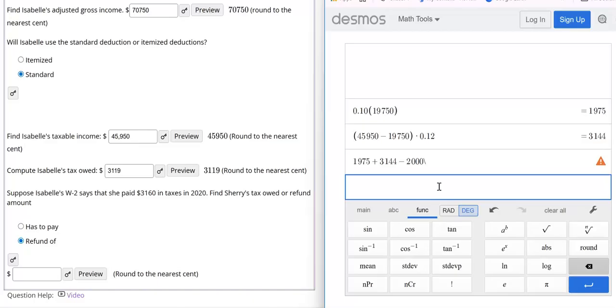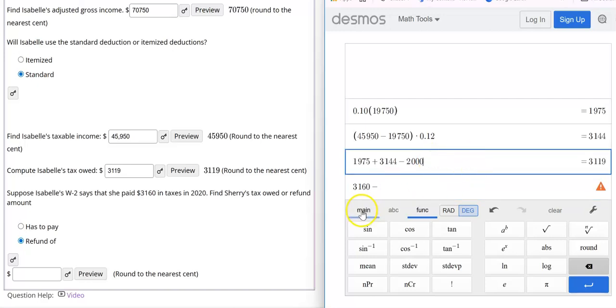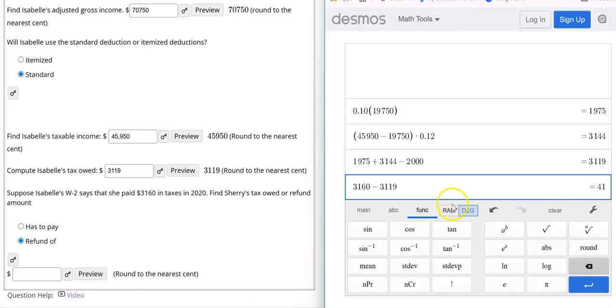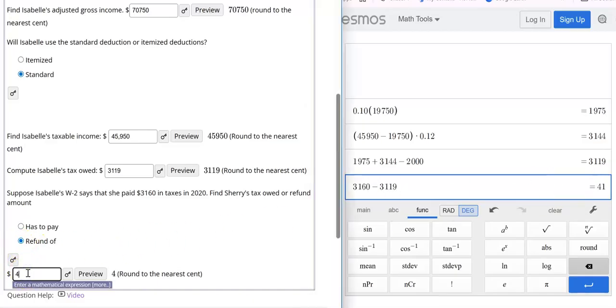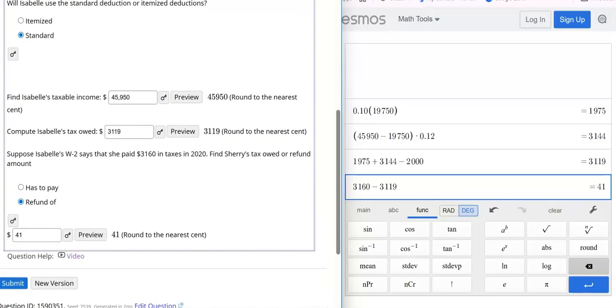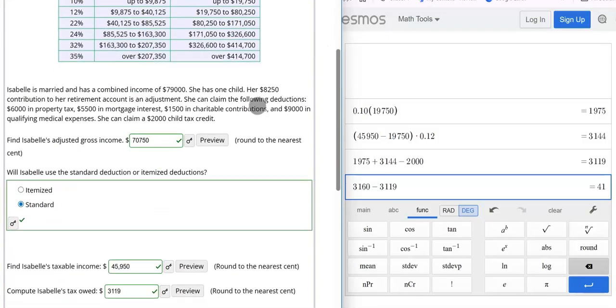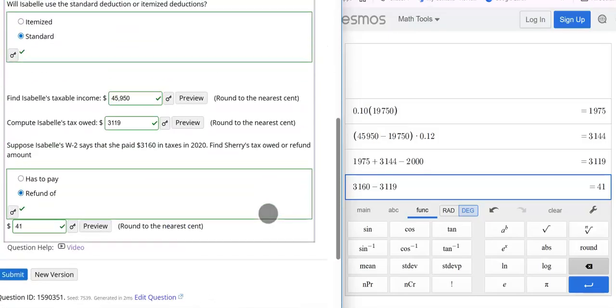Remember that $3,160, because she already paid this much from her pay stub, minus $3,119, gives you $41. She gets a refund back. Okay, that's all you do. So submit the question and you get everything correct.